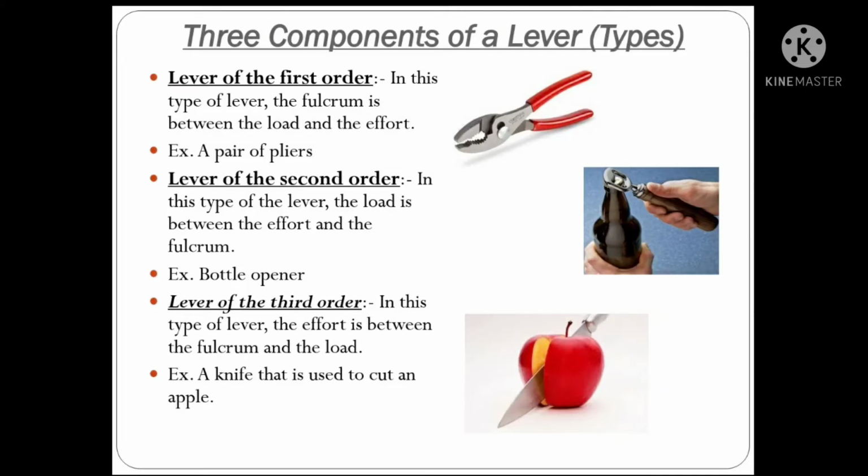Lever of the second order. In this type of lever, the load is between the effort and the fulcrum. Example, a bottle opener. Lever of the third order. In this type of lever, the effort is between the fulcrum and the load. Example, a knife that is used to cut an apple.